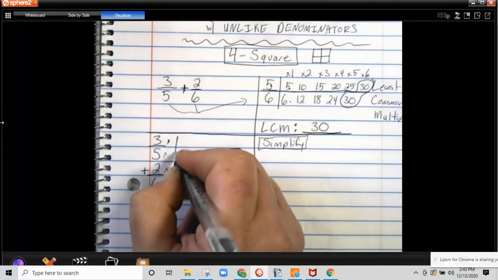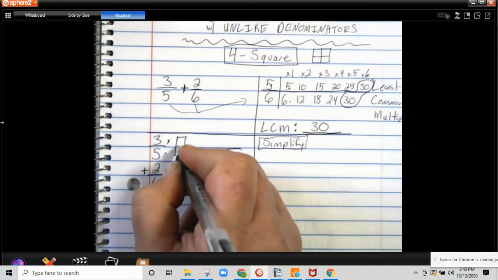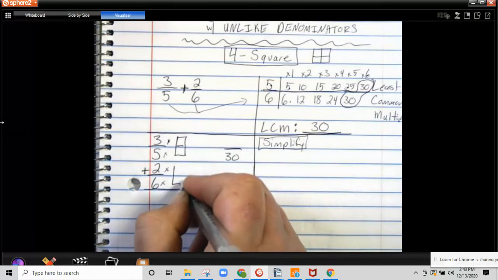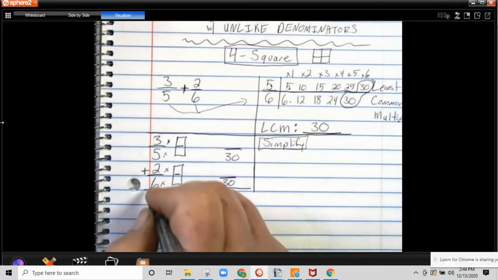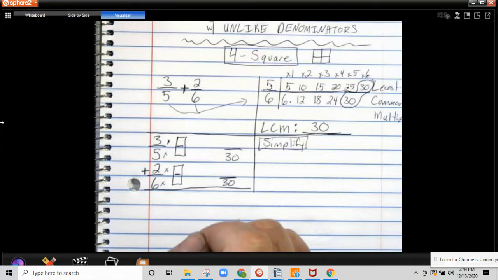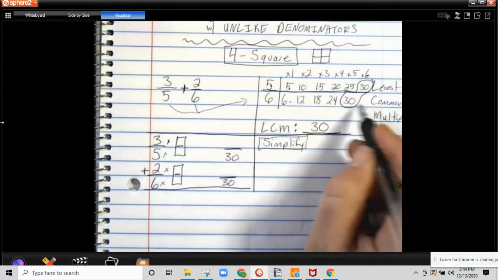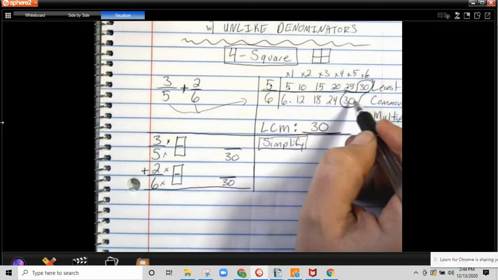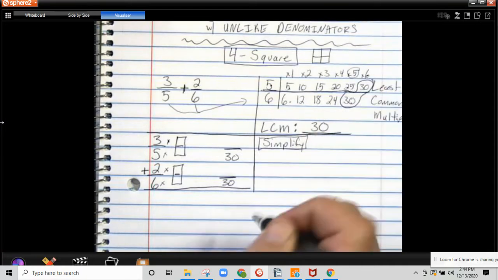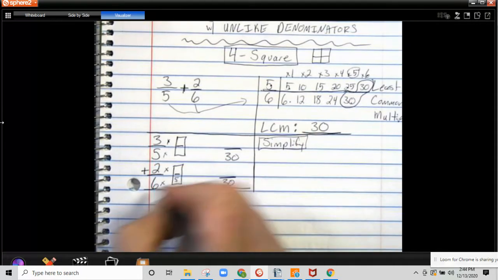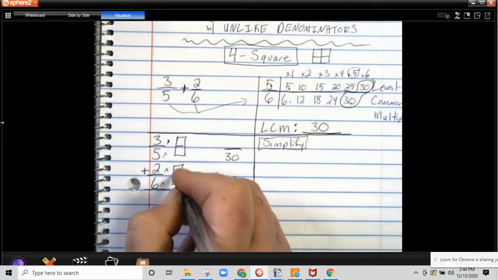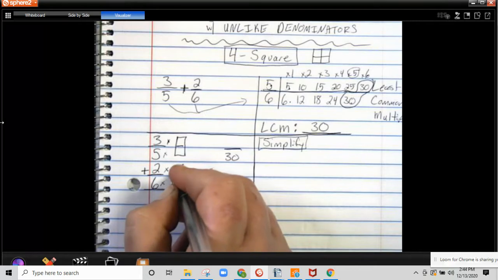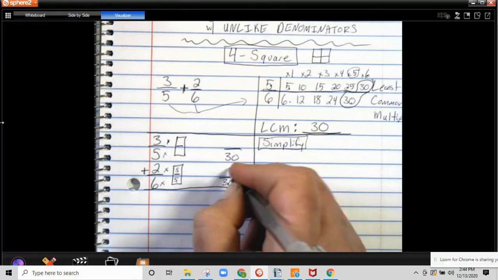I'm going to draw a special box. Okay, now I need to figure out what numbers go in these boxes. Well, how do you get from a 6 to a 30? And you can come up here to help. To get from a 6 to a 30, you're going to multiply that times 5. So if 6 times 5 is 30, okay. If you multiply the bottom by 5, you have to multiply the numerator by 5. 2 times 5 is 10.